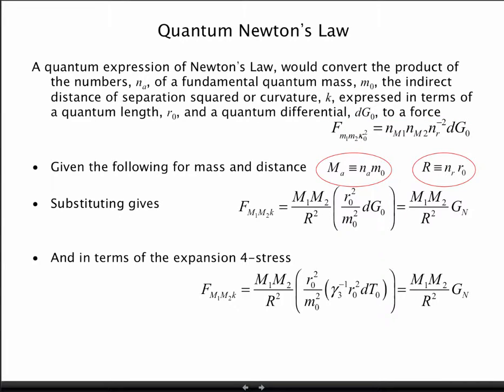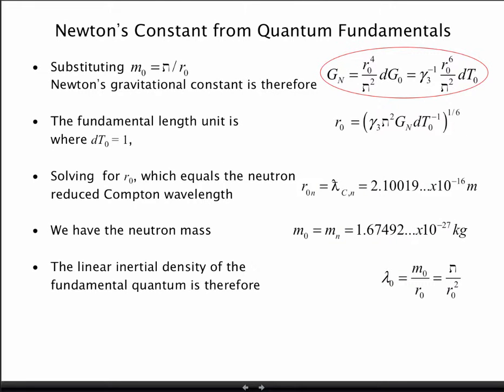Given these identities for classical mass and length in terms of quantum fundamentals, substituting into the quantum formulation gives us Newton's law, assuming the equivalence of Newton's constant and the terms in the brackets. Note also the equivalence of the gravitational differential and the stress term from the previous slide. Substituting the inertial constant over length for the mass, we get the equivalent for Newton's constant, shown here.